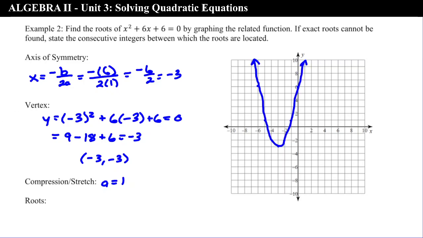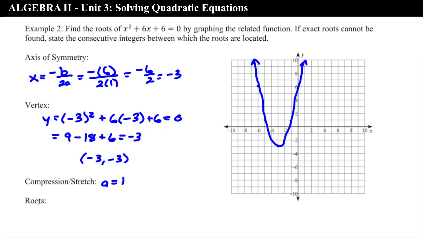So here's the parabola that I drew. And it's not the prettiest thing again, but it does kind of get the point across here. So here, we can't really identify exactly what our roots are because it's some value in between negative 4 and negative 5 and some value between negative 2 and negative 1. So we go back up to the directions and it says, if exact roots cannot be found, state the consecutive integers between which the roots are located.